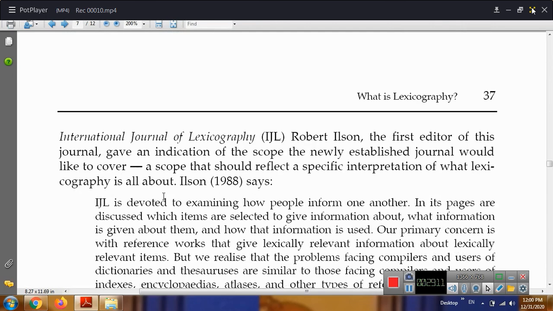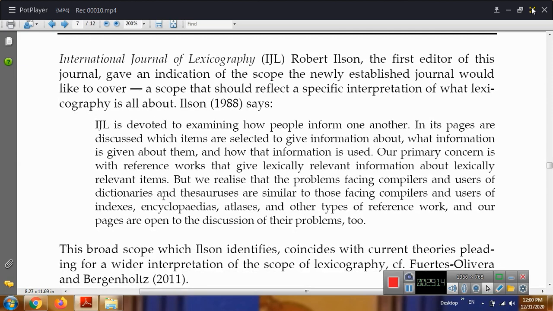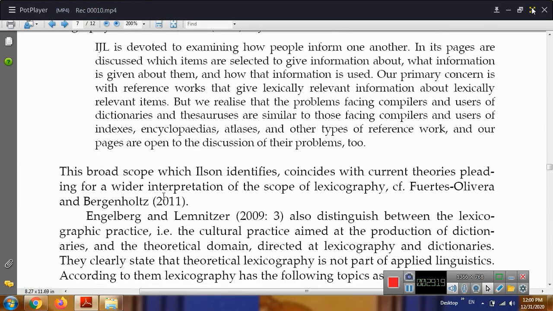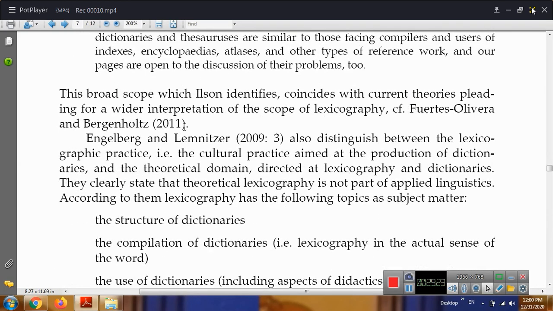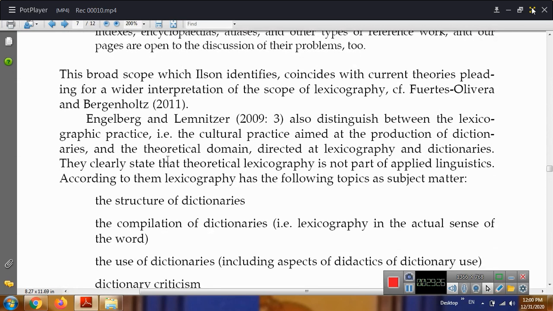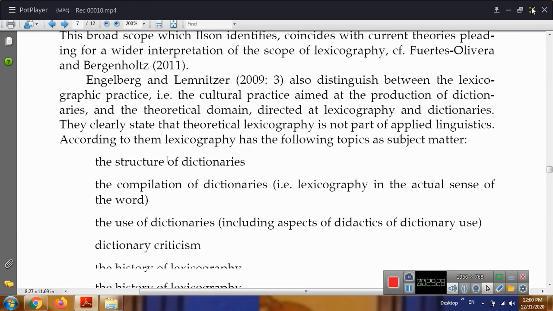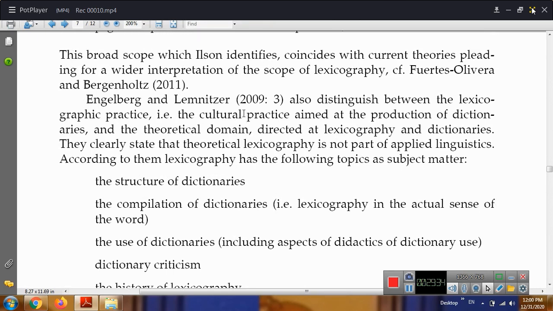You can see some differences about lexicography, which I think are not very important. Here we can see a viewpoint about lexicography, in which some persons distinguish between lexicographic practice, a cultural practice aimed at the production of dictionaries, and the theoretical domain directed at lexicography and dictionaries.